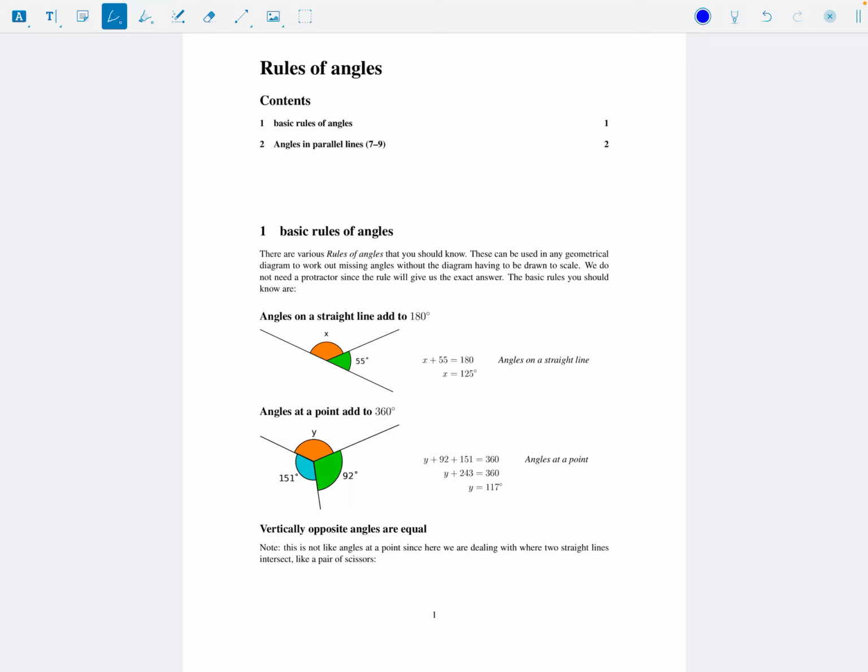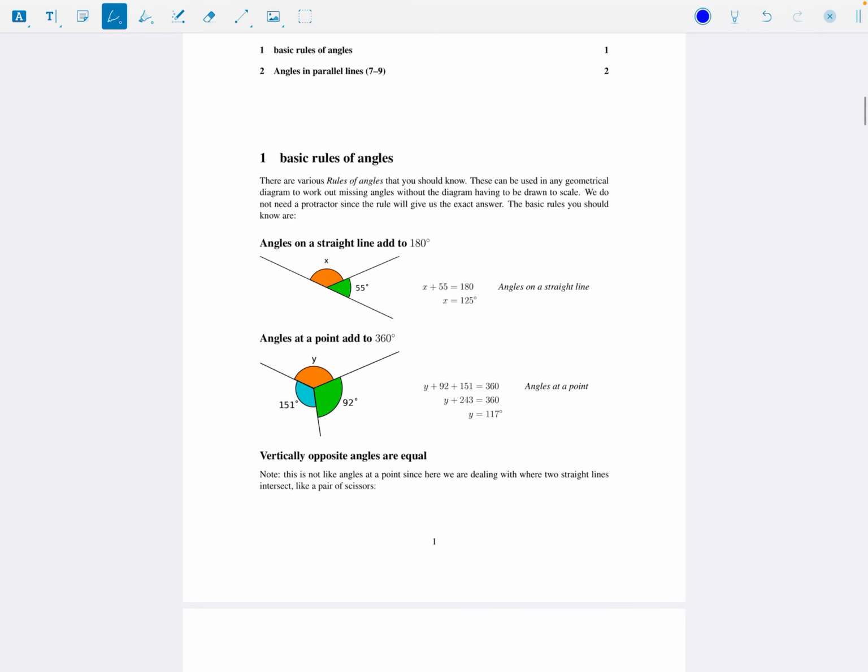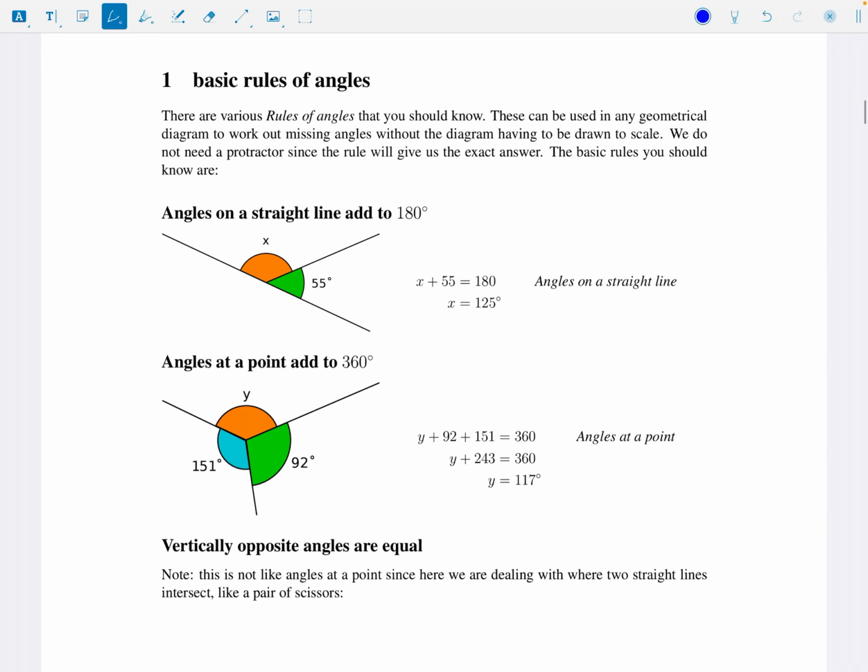So let's review a few things that you should know from previous math classes. Some basic rules. If you have a straight line here, we have an angle x and an angle of 55 degrees, and it's being split by this line right here. We would know that the sum of this should equal 180. So x plus 55 equals 180. If you bring 55 to the other side, we see that x is 125 degrees.